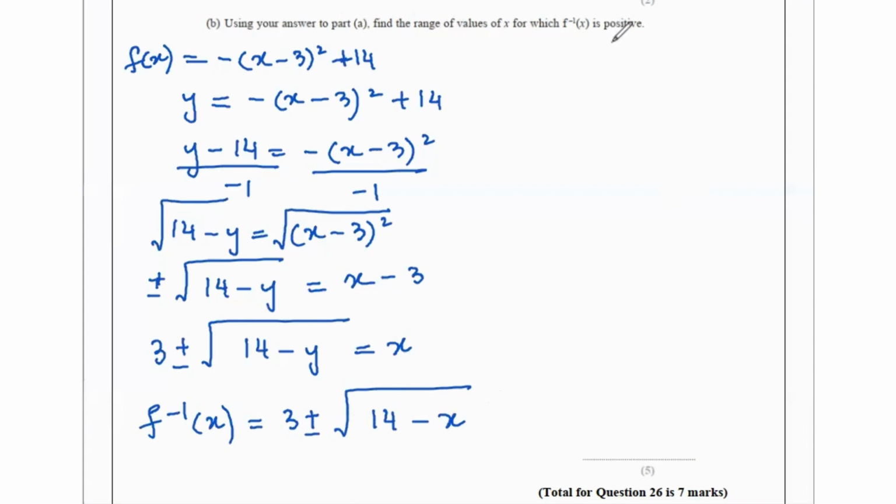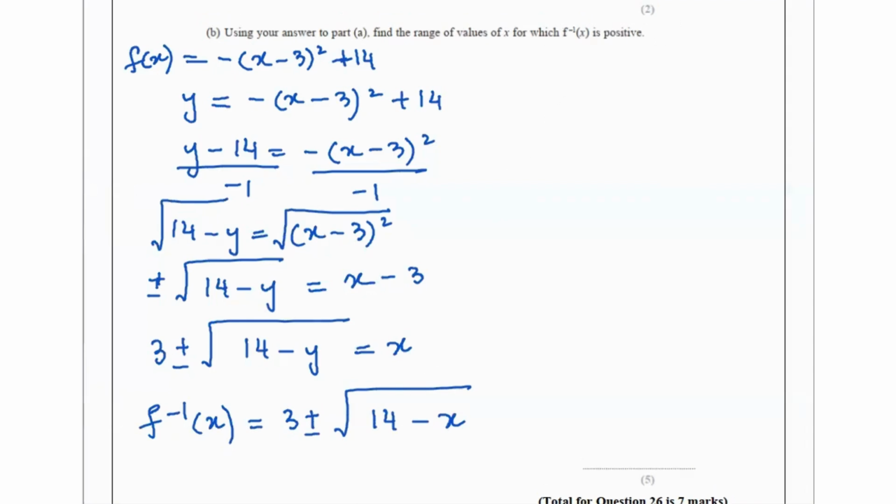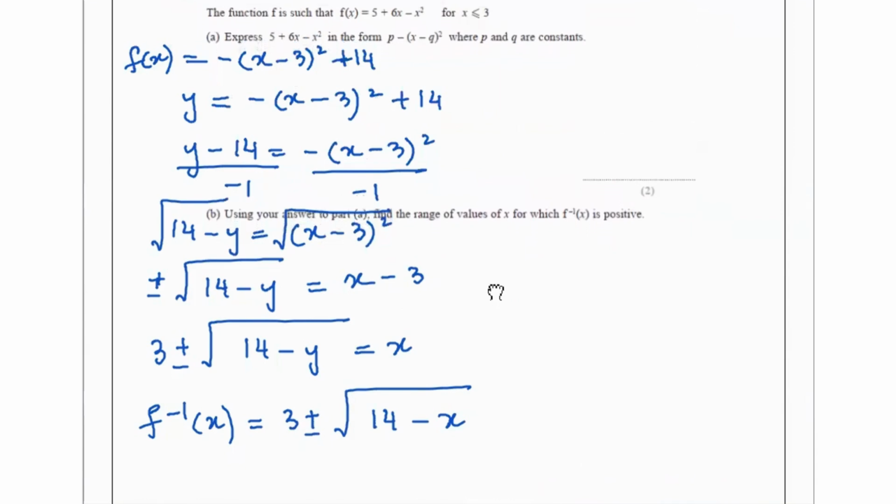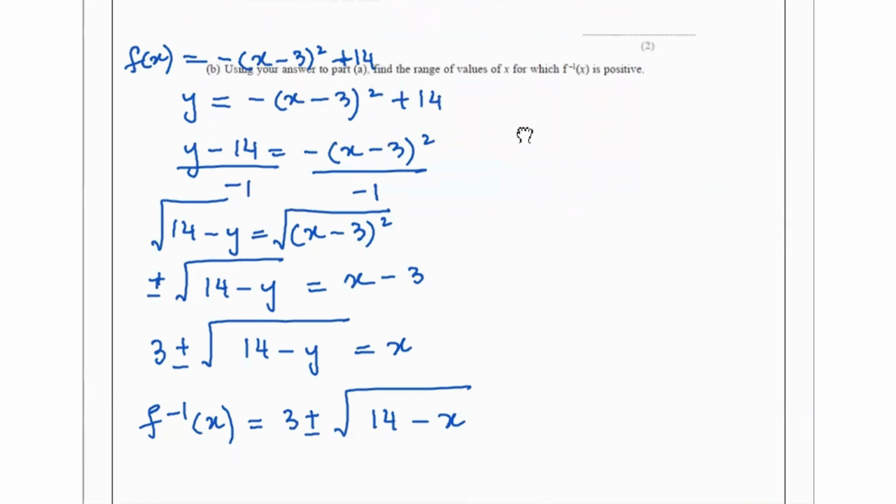Find the range of values of x for which f inverse x is positive. Now, to decide which expression will be used for f inverse x, do we use 3 plus root of 14 minus x or 3 minus root of 14 minus x? If we go back to the first part, it says that the function f is such that f of x equals 5 plus 6x minus x squared for x less than or equal to 3.